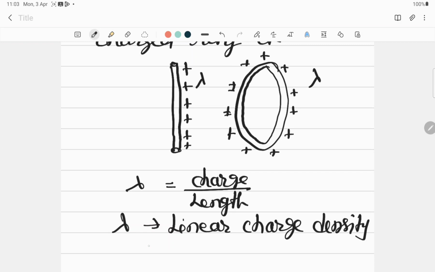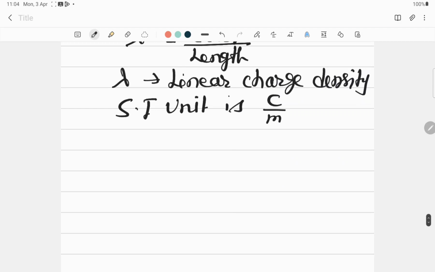So the SI unit, the international system unit, of lambda is C by m, that means coulomb per meter.